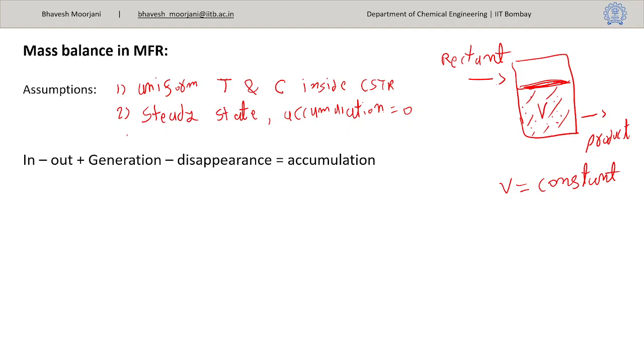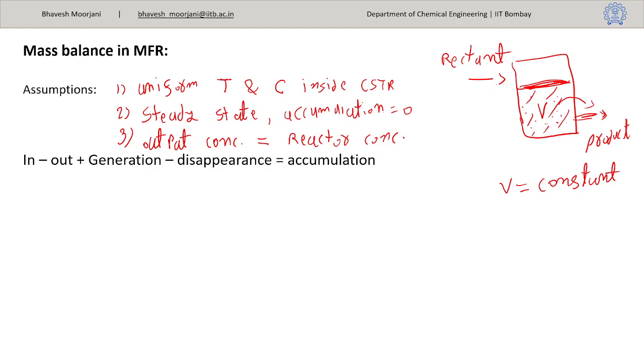Okay, and the third condition is that since the concentration inside the reactor is uniform, at any point in the reactor the concentration is uniform, we can consider that the concentration in the output will be the same as inside, right? So output concentration is equal to reactor concentration. So these are the three conditions for CSTR.